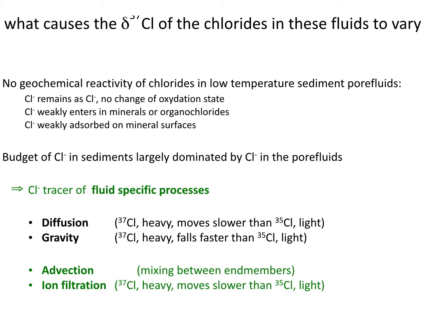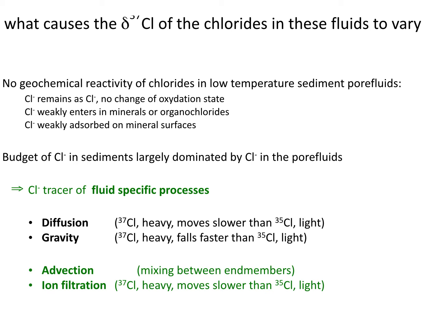We will now try to understand what can make the delta 37 chlorine vary. At low temperature in oceanic sediments, the geochemistry of chlorides is very simple. Chlorides remain in the form of chlorides because they are not involved in oxidoreduction reactions. Chlorides do not enter significantly into minerals or organic compounds. Chlorides are not, or only slightly, adsorbed on mineral surfaces. Chlorides, therefore, are essentially in the fluid phase of the sediment. The chlorides would therefore be tracers of processes specific to fluids.